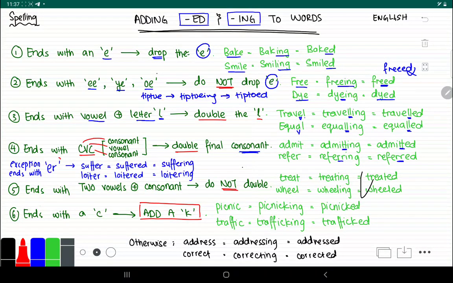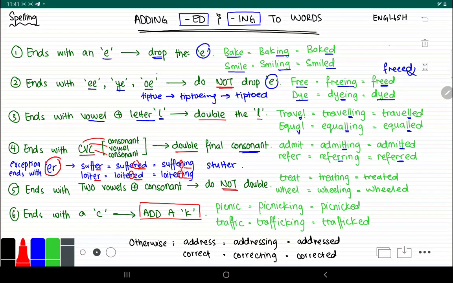If your word originally ends with ER, for example, suffer and loiter, then it just becomes suffering and suffered with only one R, and loitered and loitering with only one R. We do not double the R in this case. All right? Another exception is also the word stutter. All right? Now, moving on.